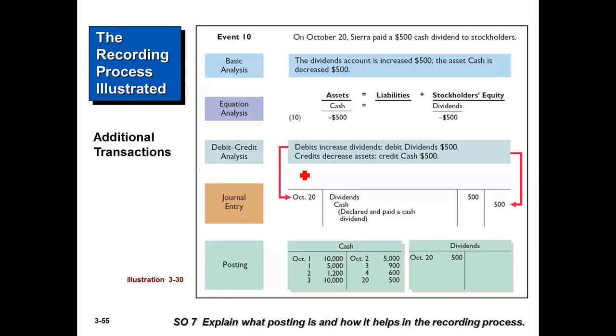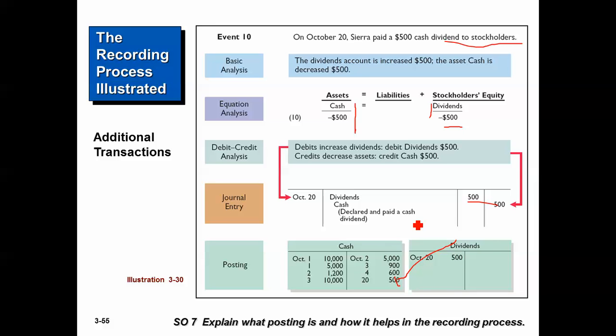The recording process illustrated. First of all, event 10, October 20th now, $500 cash dividend to stockholders. Okay, our cash goes down, and our shareholders' equity goes down because we are paying the money out to the shareholders. Debit, dividends, 500. Credit, cash. Well, we posted the cash a number of times. You know, you just post there.